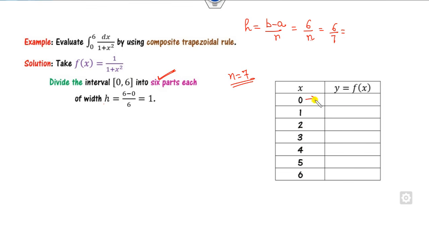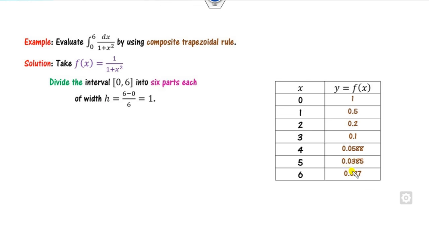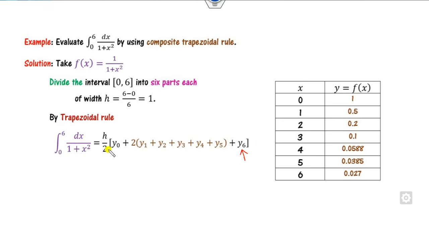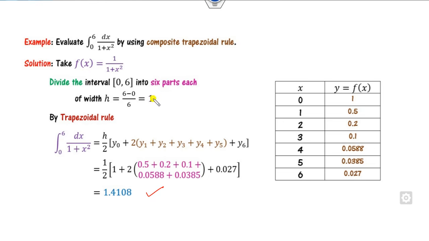Now when x is equal to 0, I can substitute here. The answer is 1. When x is 1, it will be 1 by 2, and so on. You will get these values. Now n is 6, which is not 1, so we can apply the trapezoidal rule as here: y0, y1, and up to y6. The first value and the last value are taken as such, and the rest of the elements are multiplied. Since h is 1, I can substitute h here, and you will get the required answer.